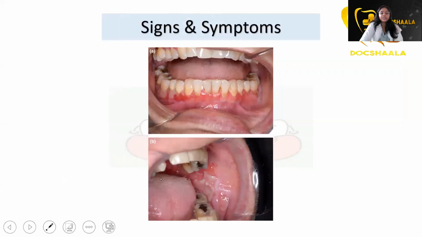Okay, so how do these lesions occur? You can observe the gums here. Tiny blisters are occurring here in the buccal mucosa also. So this is how the lesion appears.